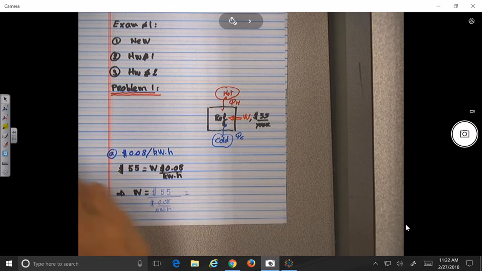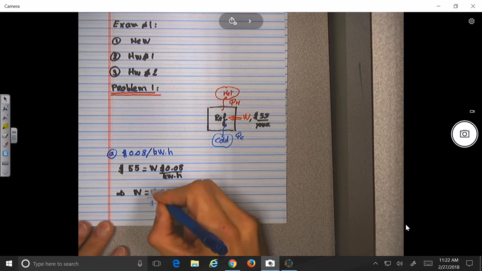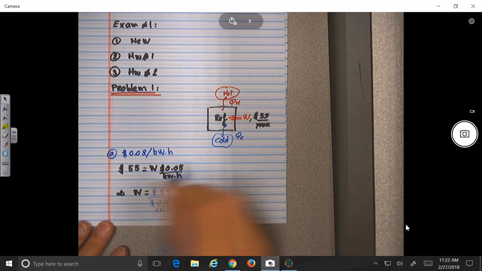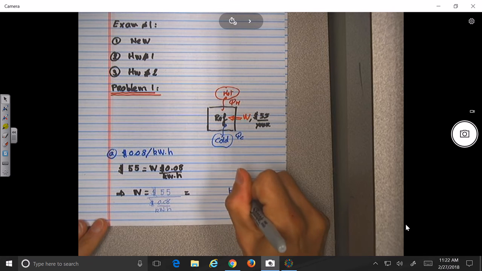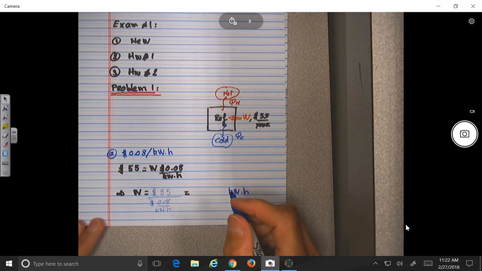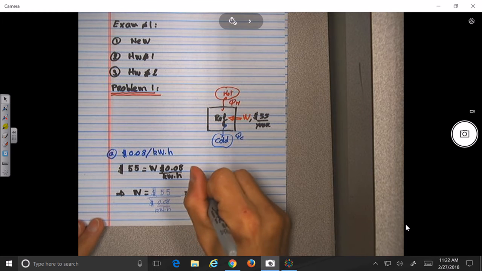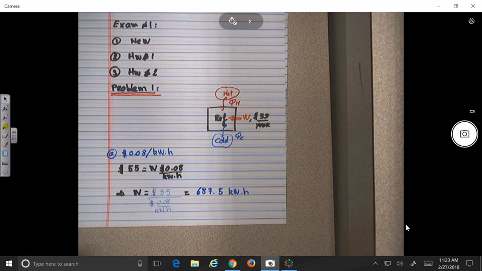If you look at it, just by looking at the units, what do you have? The dollar will cancel. This one will go on top. So what will you have over here? Kilowatt hours, which is what they ask you to find. So this is equal to 687.5 kilowatt hours.